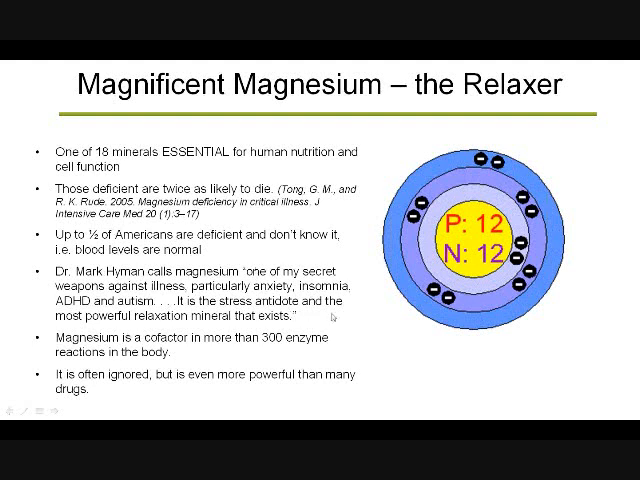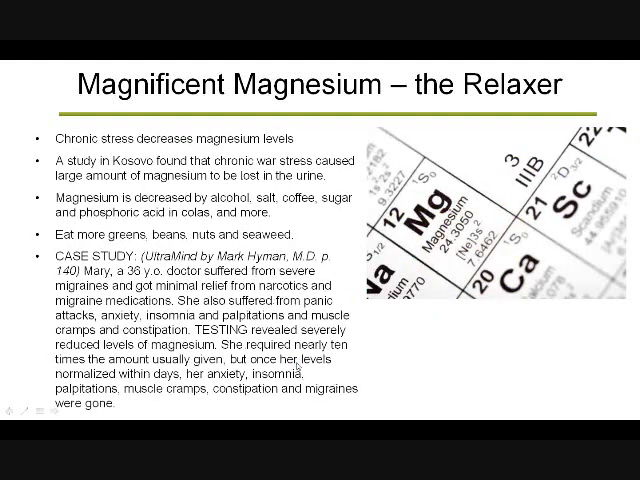It is the stress antidote and the most powerful relaxation mineral that exists. Chronic stress decreases magnesium levels. A study in Kosovo found that chronic war stress caused a large amount of magnesium to be lost in the urine. Sources are beans, greens, nuts, seaweed, and supplements.